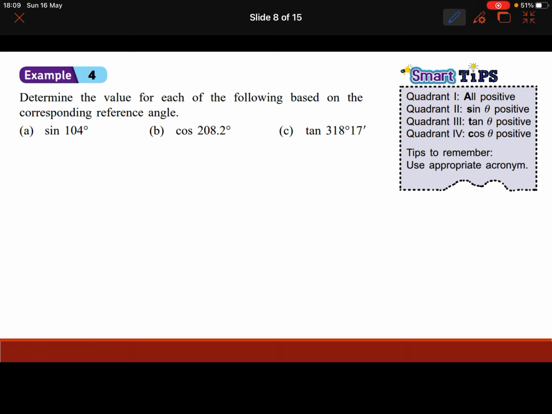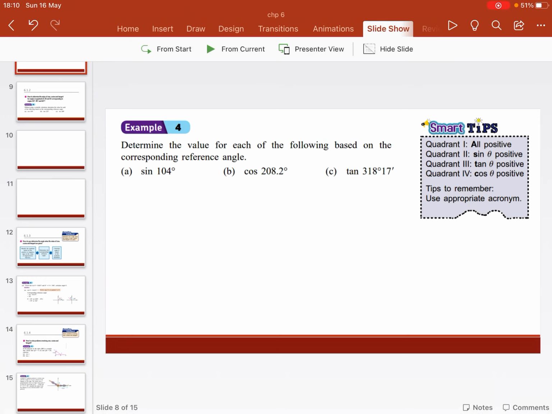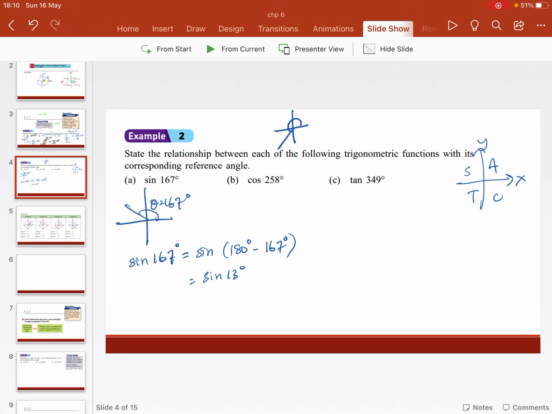Here. The smart tips. Quadrant 1, all positive. Quadrant 2, the sine theta is positive. Quadrant 3, the tan theta is positive. Quadrant 4, the cos theta is positive. So the acronym that I use is ASTC, add sugar to coffee. So I remember the value of cos just now. Cos 258 is negative. Okay, it's a negative value.